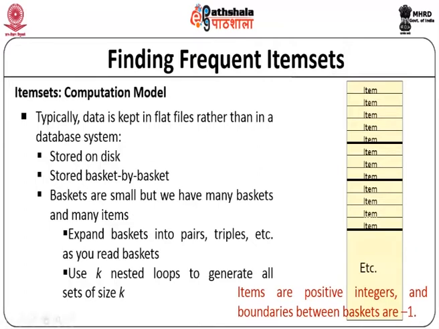For example, in this diagram you have a set of items saved in a flat file environment. The items are associated with a value, say the frequency count, which is a positive number. So, the items are positive integers and the boundaries between the baskets are going to be -1. You will have to access through this list of items and then generate the item sets, the frequent item sets. So, how are we going to address the challenge?